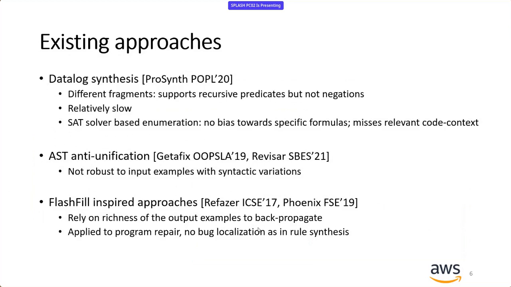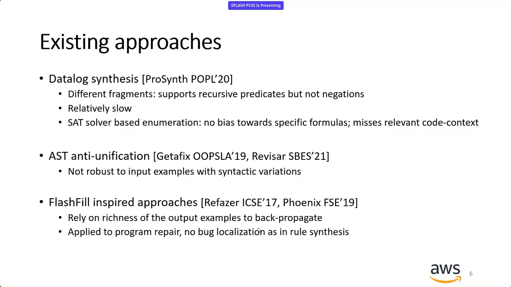So for instance, they support synthesizing rules with recursive predicates, but they do not handle negations in the fragment. We experimented with a few tools in this space early on in our project, and we found that those were relatively slow. And the key differentiator is that most of these tools are based on SAT solver-based enumeration. There is no bias in the algorithm here towards specific formulas. And so if you use these tools, a lot of times they would miss the relevant code context, leading to rules that do not have a high precision.